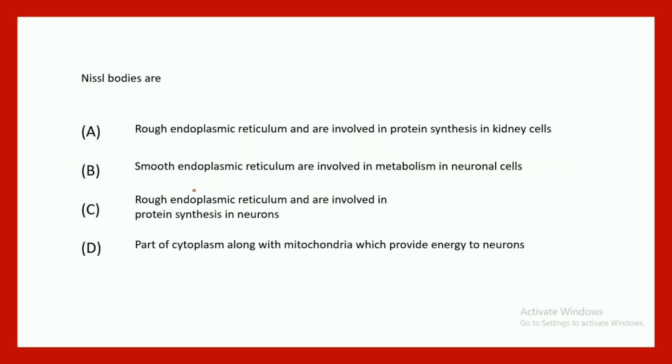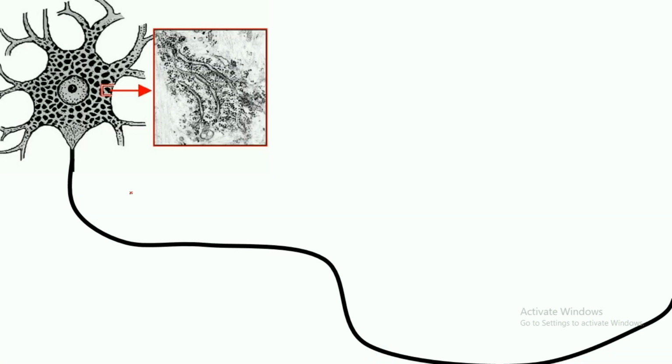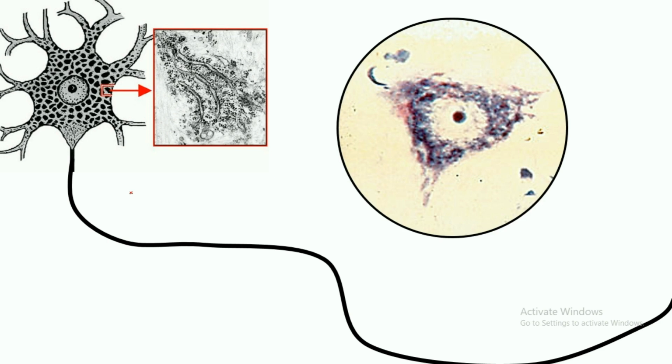Nissl bodies are rough endoplasmic reticulum involved in protein synthesis in kidney cells, or smooth endoplasmic reticulum involved in metabolism in neurons, or rough endoplasmic reticulum involved in protein synthesis in the neuron, part of cytoplasm along with mitochondria that provides energy to the neuron. The correct option is C, because inside the neuron there is a very prominent, elaborate network of endoplasmic reticulum which is known as Nissl's body. People also do Nissl staining. This is a characteristic example of Nissl staining. What you can see here is all the endoplasmic reticulum in the cell body of the neuron.